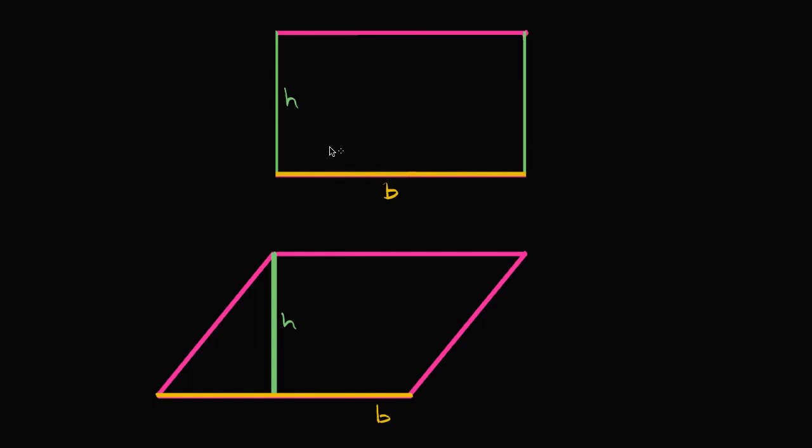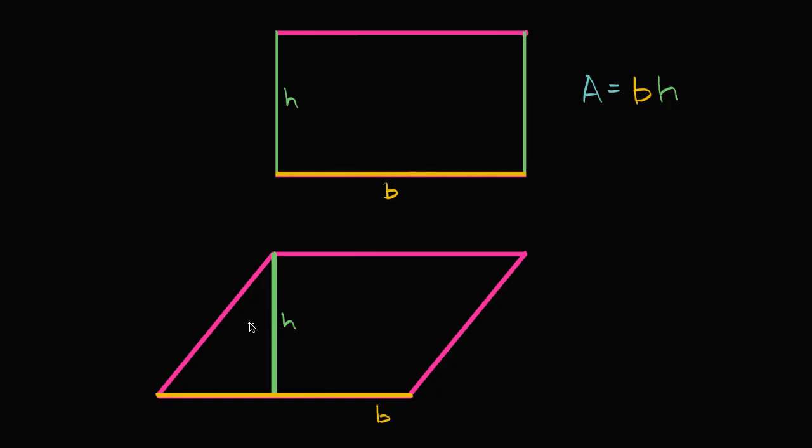If we have a rectangle with base length b and height length h, we know how to figure out its area. Its area is just going to be the base times the height. This is just a review of the area of a rectangle. You just multiply the base times the height.